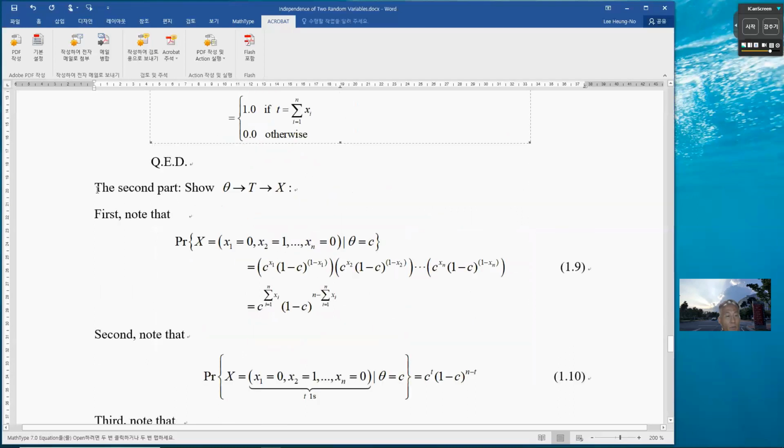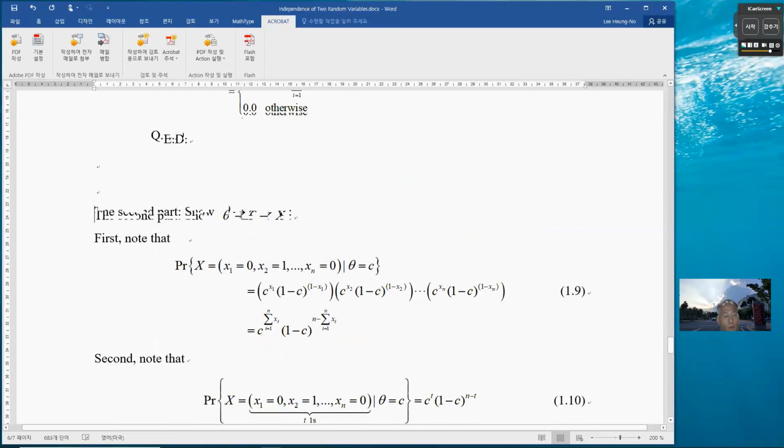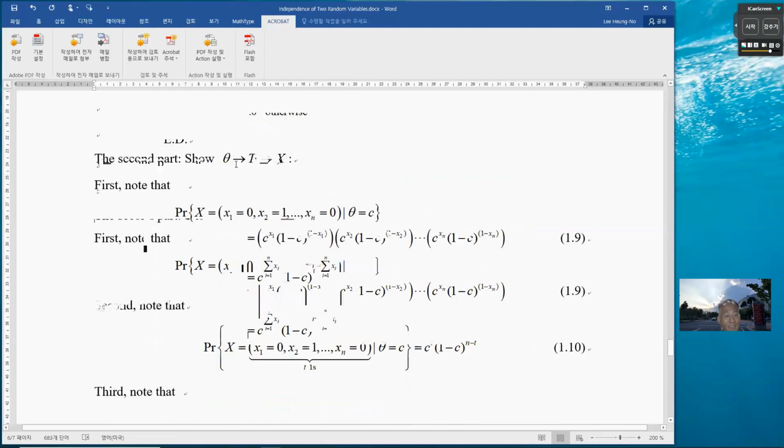Now let's move to the second part, which is this part. We now want to show theta to T to x. We have a Markov chain. So first, we note that we consider this probability.